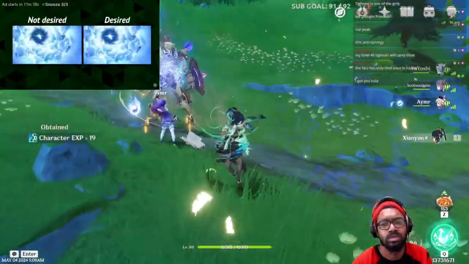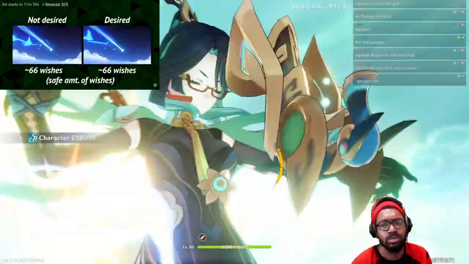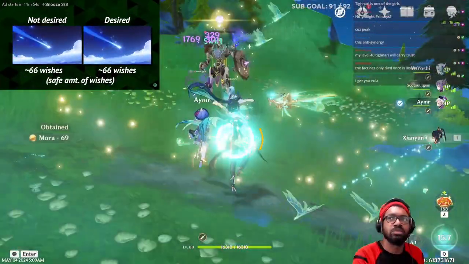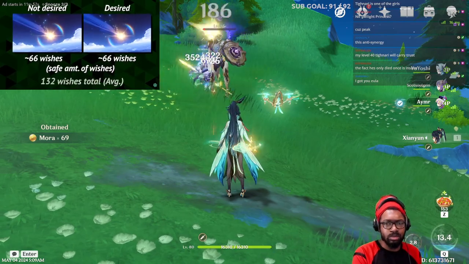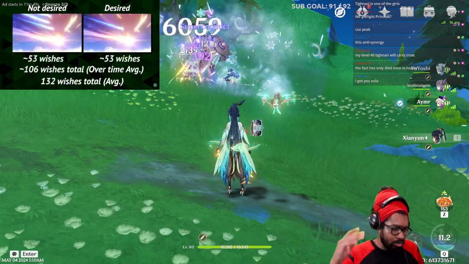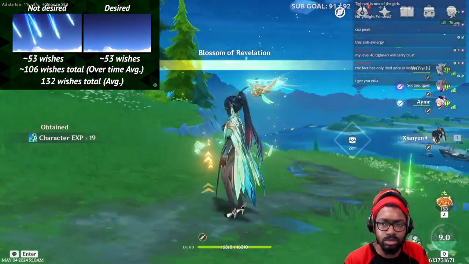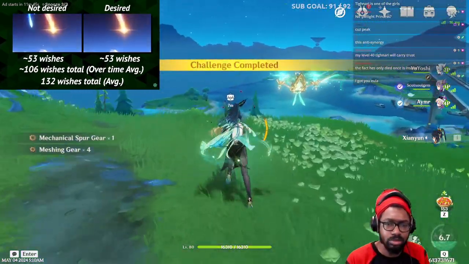Knowing that it takes 2 5-stars until the desired one is obtained on average, a reasonable estimate for the number of wishes needed to obtain a 5-star weapon is 132. The true average is 106, but this only applies to players going for multiple copies of a weapon.